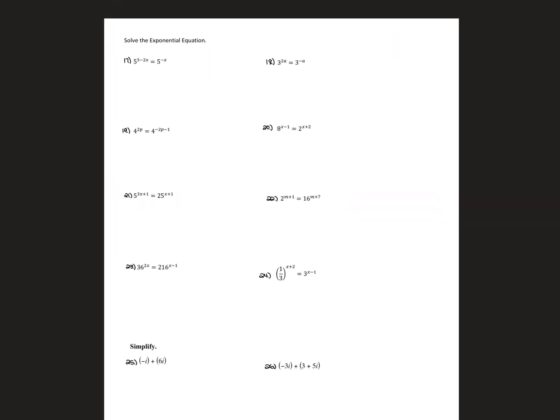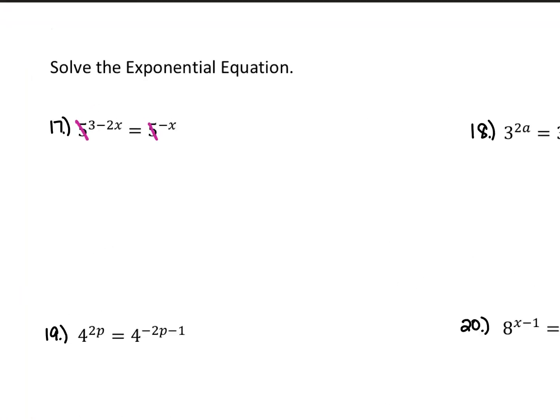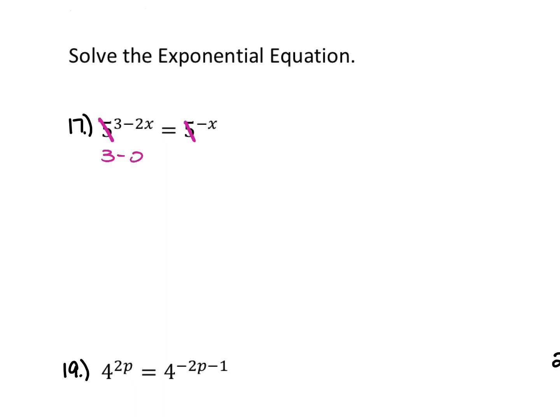For our next section, we're just solving each of these equations. So we're solving for x. Remember with these, if your base is the same on both sides, you're going to cancel out the base and just work with the powers. So for number 17, you have 5 to the power of 3 minus 2x is equal to 5 to the power of negative x. Because your base is the same on both sides, you're going to cancel out those 5s, and you're just going to work with the 3 minus 2x is equal to negative x. I'm going to move the 2x over by adding it to both sides. And this just gives us that x is equal to 3.